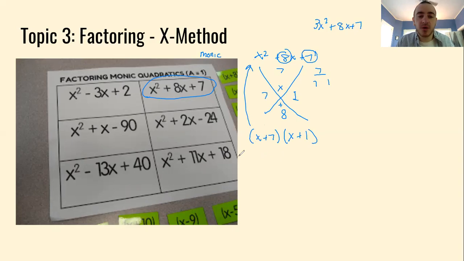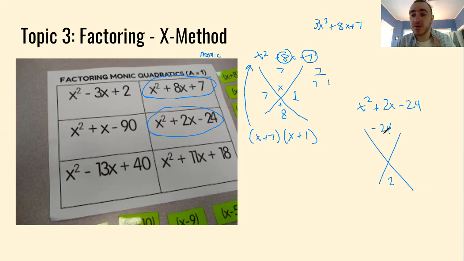So we're going to do one more of this, and this time we're going to work with some negatives, and this is where it gets a little bit more challenging. If we had x squared plus 2x minus 24, you make your x, we're going to put negative 24 at the top and positive 2 at the bottom. We know we have a negative number, so it's a positive multiplied by a negative.